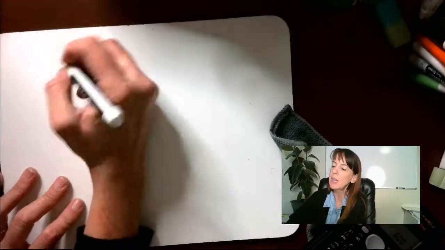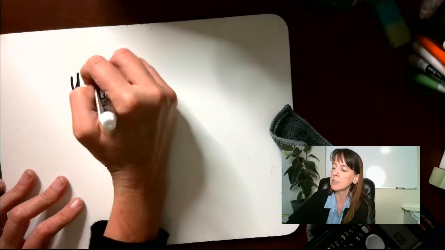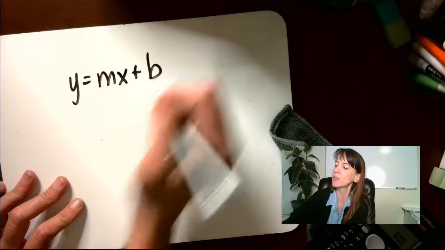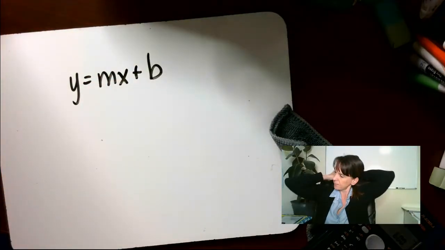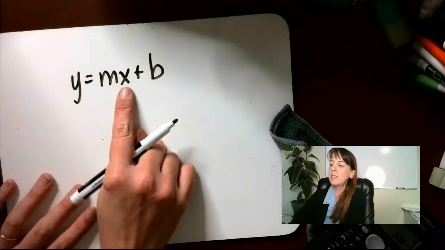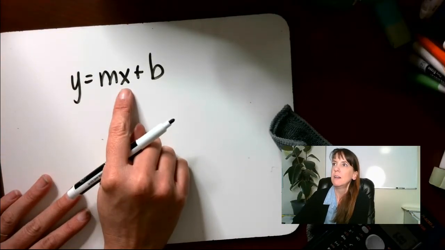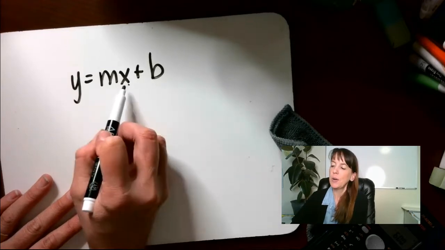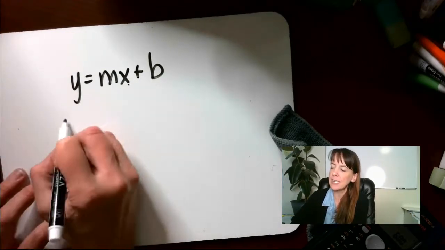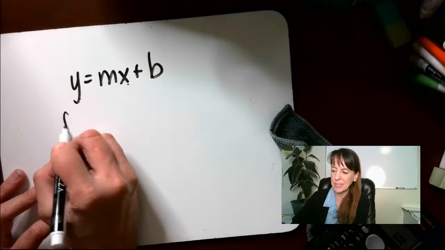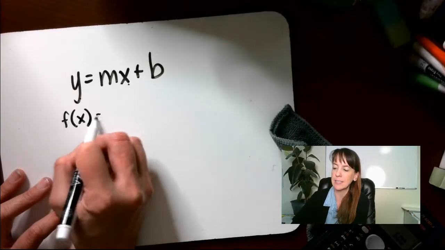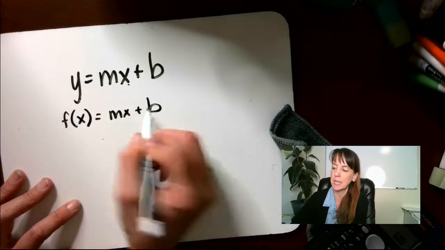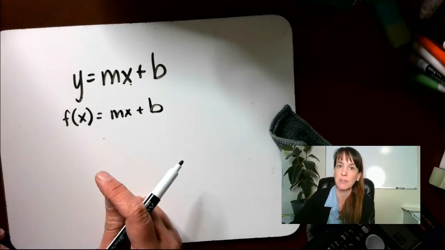Functional notation. Let's say we have y equals mx plus b. This is the equation of a line, and we'll get more into this, okay? The variable that's in here is our x, right? So you're going to start to see your y's replaced with things like this. f of x equals mx plus b. f of x is really just a fancy way of saying y.